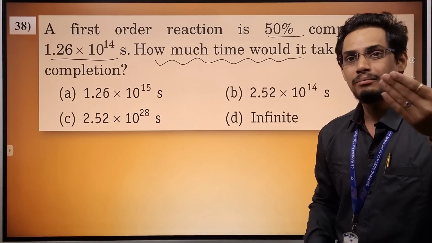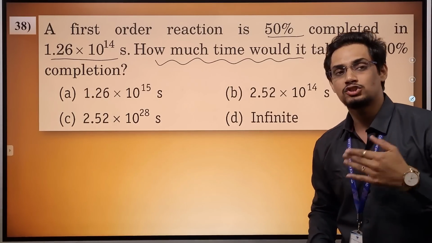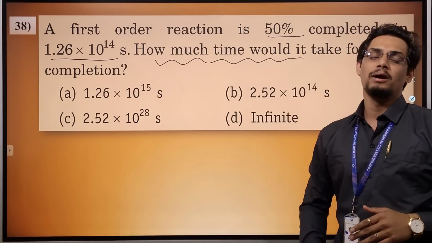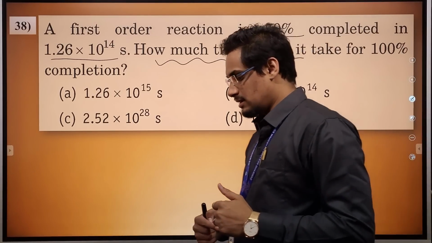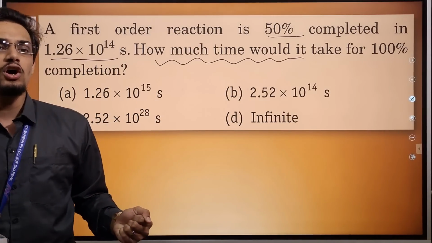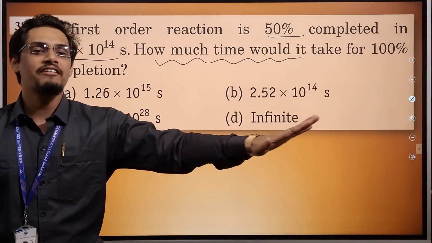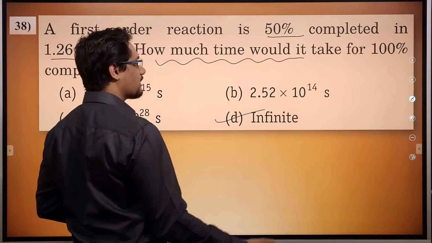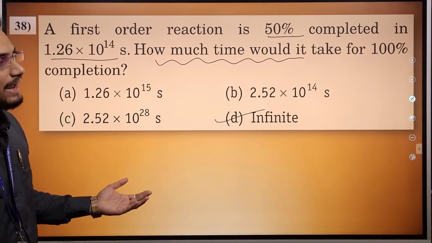So the time required for each half is constant. So that's why it goes on degrading, but it never completes. Remember, a first order reaction never undergoes completion. So the time required for the completion of the reaction would be infinite.